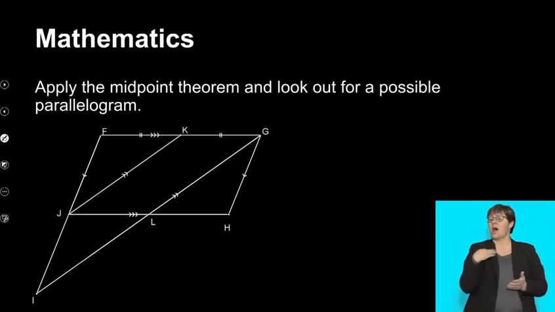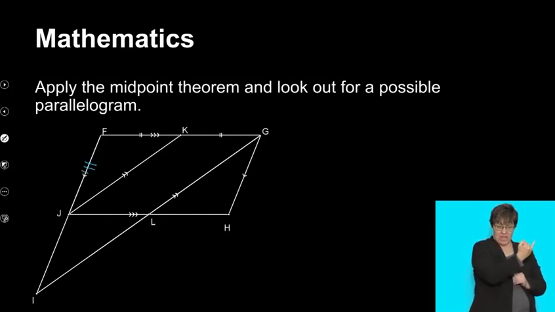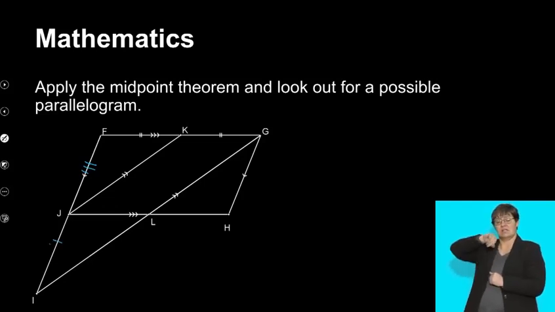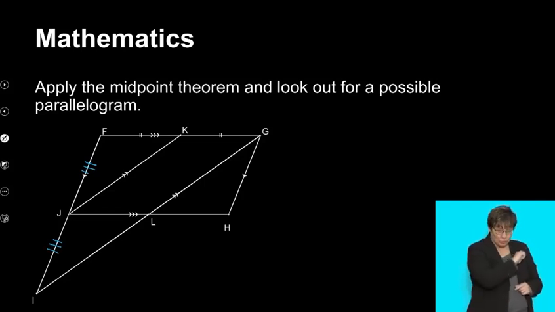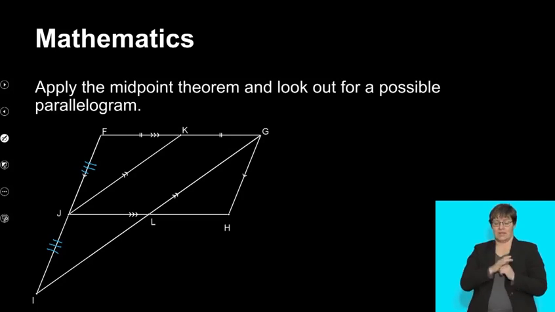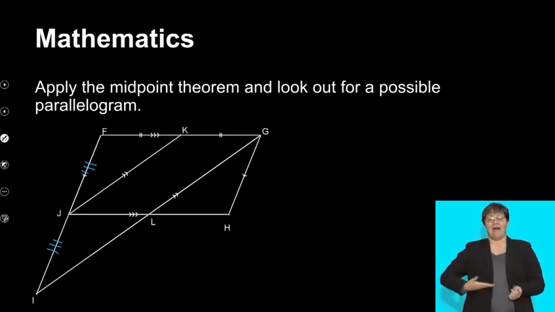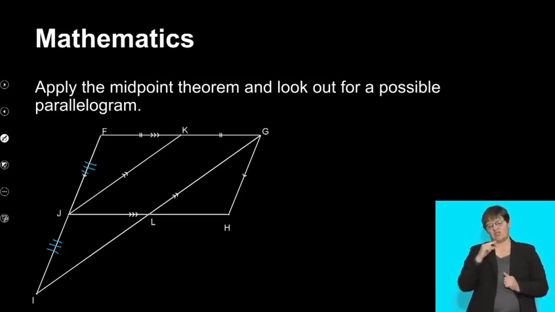Now, if we apply the midpoint theorem here and look for a parallelogram, we can claim that FJ is equal to JI, because that's where the midpoint theorem will be. And if that is the case, it means that JK is half of IG, or GI, rather, if we can use it like that. So that's one of the things we can talk about there.